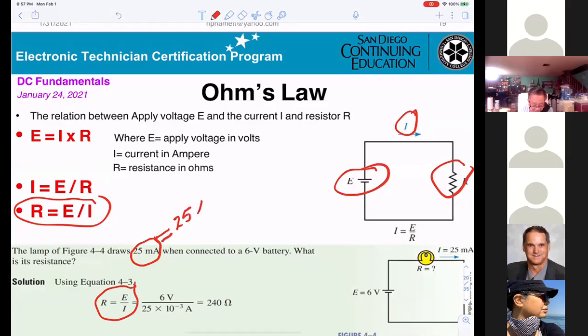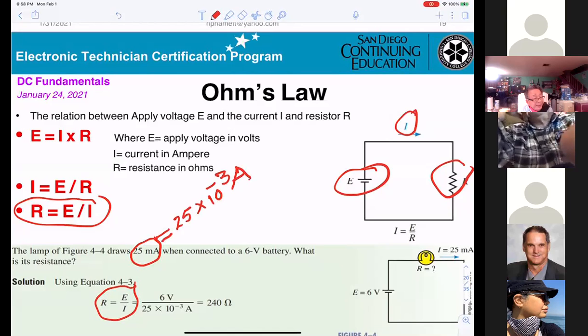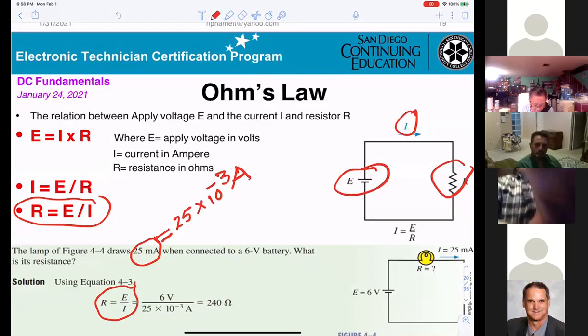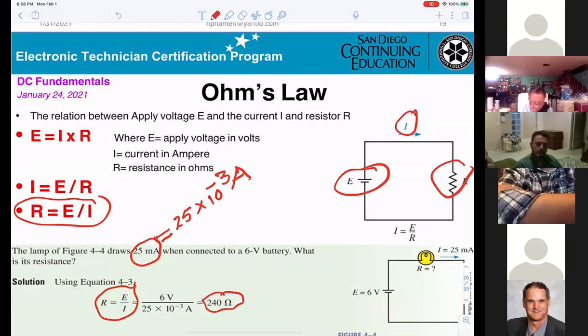25 times 10 to the minus 3 amp. Okay? The thing is, in the formula I equals E divided by R, R must be in ohm, E must be in volt, and I must be in ampere. So you need to change to ampere by dividing by 10 to the power of minus 3. Take it here, and you can get this answer here.